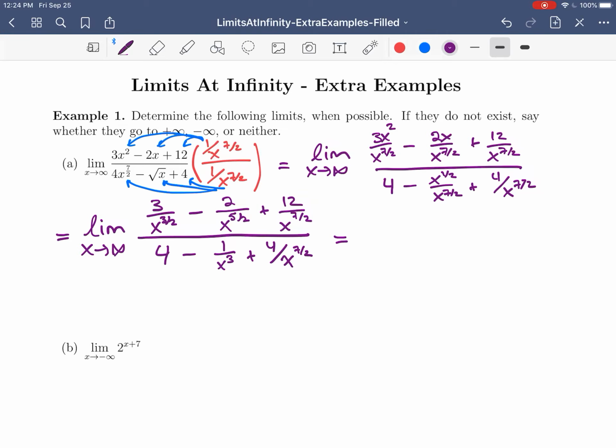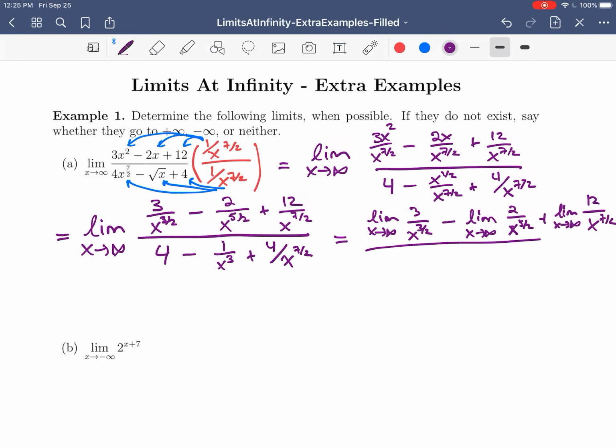So this is like the limit as x goes to infinity of 3 over x to the 3 over 2, minus the limit as x goes to infinity of 2 over x to the 5 over 2, plus the limit as x goes to infinity of 12 over x to the 7 over 2, divided by the limit as x goes to infinity of 4, minus the limit as x goes to infinity of 1 over x cubed, plus the limit as x goes to infinity of 4 over x to the 7 over 2.